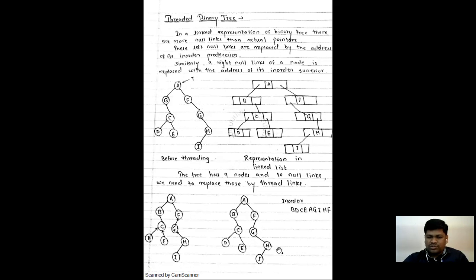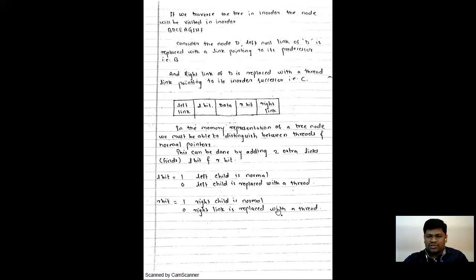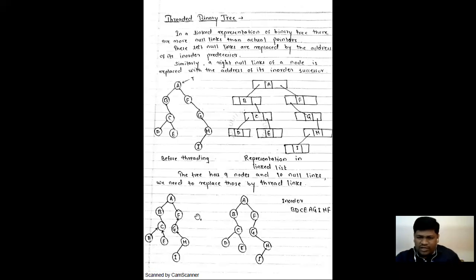Sorry, the diagram is like this, not like this. Whatever in-order is written here, we have considered G at right in one diagram, but at left in the other. That's why this sequence is different. So we'll follow this diagram. In the notes we have used this one. Is it visible? You can use this diagram.